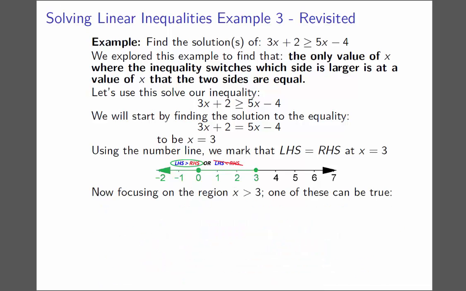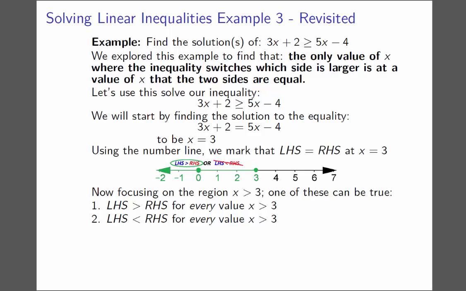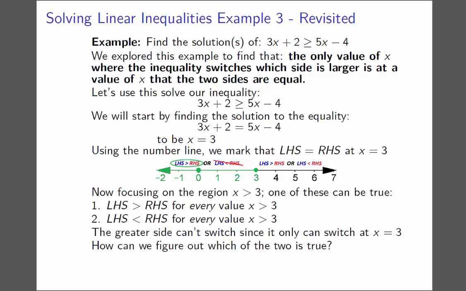Now focusing on the region x bigger than 3, one of the two can be true. Either the left-hand side is bigger than the right-hand side for every value of x bigger than 3, or the left-hand side is less than the right-hand side for every value of x bigger than 3. Again, the side which is greater can't switch, since the only place that change can happen is at x equals 3. So how do we figure out which of the two is true? Is the left-hand side larger, or is the left-hand side smaller?